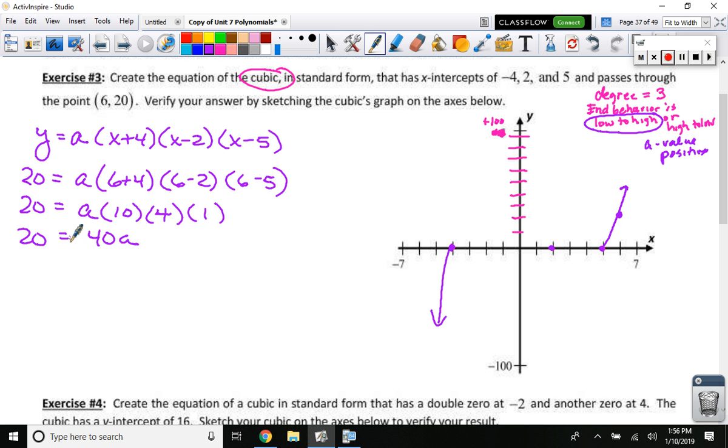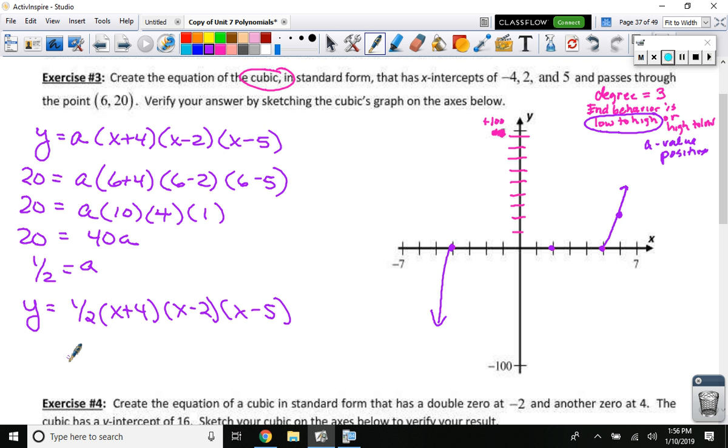Are we okay with that? Which means A equals a half. How's our algebra? Arithmetic. How's our arithmetic? We're good? Okay. So now we got our A value. Okay, so our equation looks like this. y equals 1/2 times x plus 4 times x minus 2 times x minus 5.